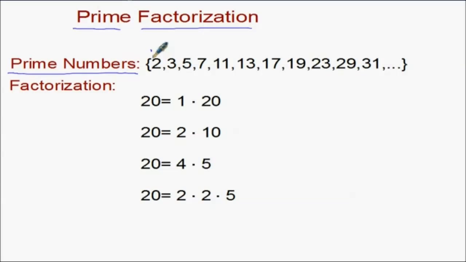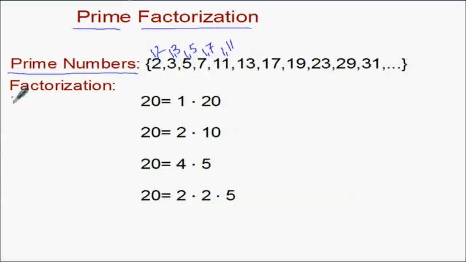For example, for 2, you can divide 2 by 1 and 2 by 2. You can divide 3 by 1 and 3 by 3. 5 by 1 and 5 by 5. You can divide 7 by 1 or 7 by 7. Or you can divide 11 by 1 or 11 by 11. You don't have any other choice. You have only two choices to divide them. So these are the special numbers. We call them prime numbers.